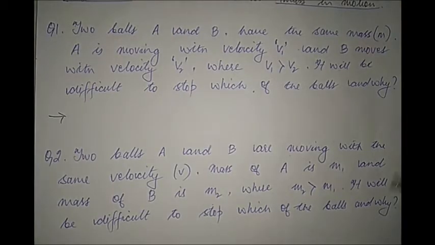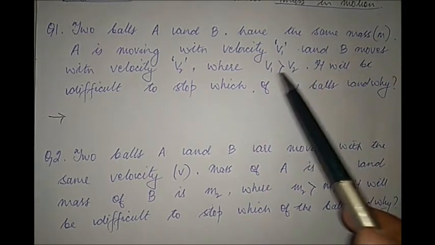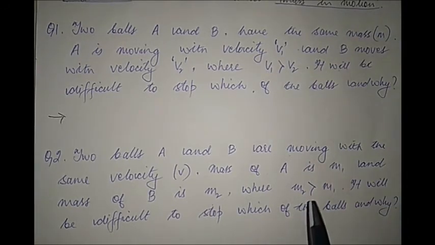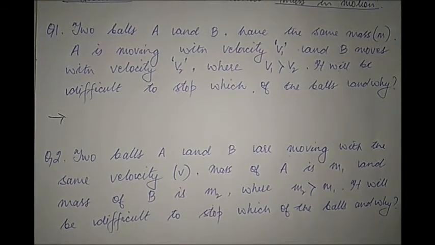Now I have these two questions for you all, wherein we have two balls A and B rolling. In one case they have the same mass but different velocities, and in the other case they have different masses m1 and m2 but the same velocity. The question is: in the two cases, which of the balls will be difficult for you to stop, and you need to give the reason why. And I'm telling you that you know the answer to these questions. So try answering these questions, and if you have any difficulty, you can let me know.